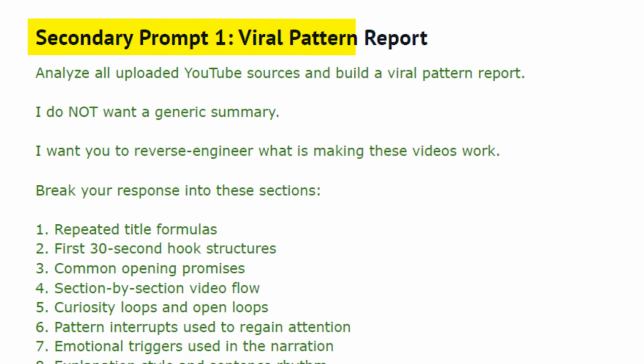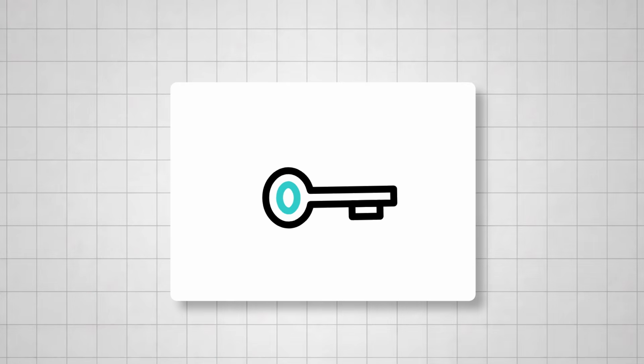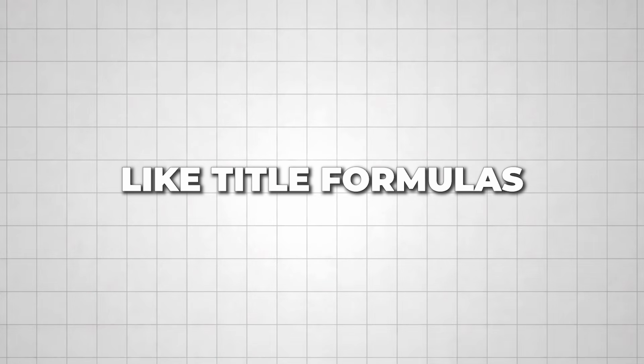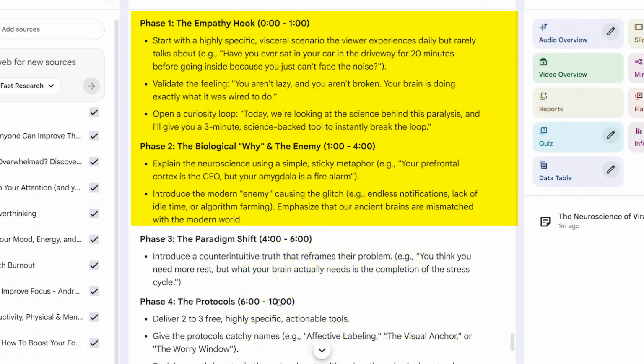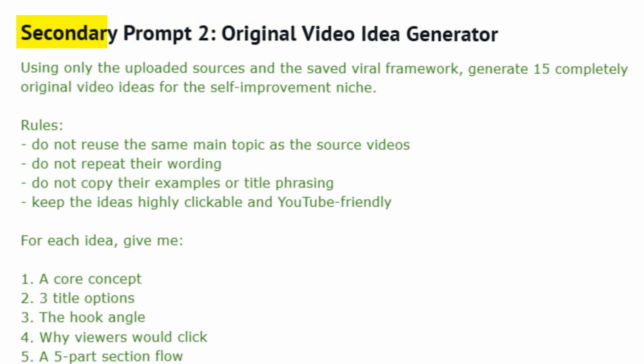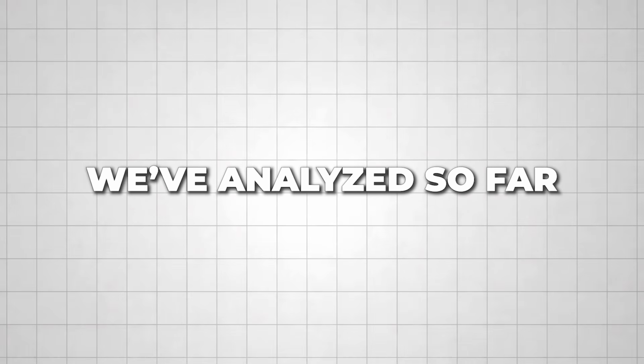Start by pasting the first script prompt from the description. This one will generate key building blocks for your script, like title formulas, opening promises, CTAs, loops, and emotional triggers. Once you get the output, save it as a note as well. Then paste your second script prompt. This one helps you pick the best topic based on everything we've analyzed so far.